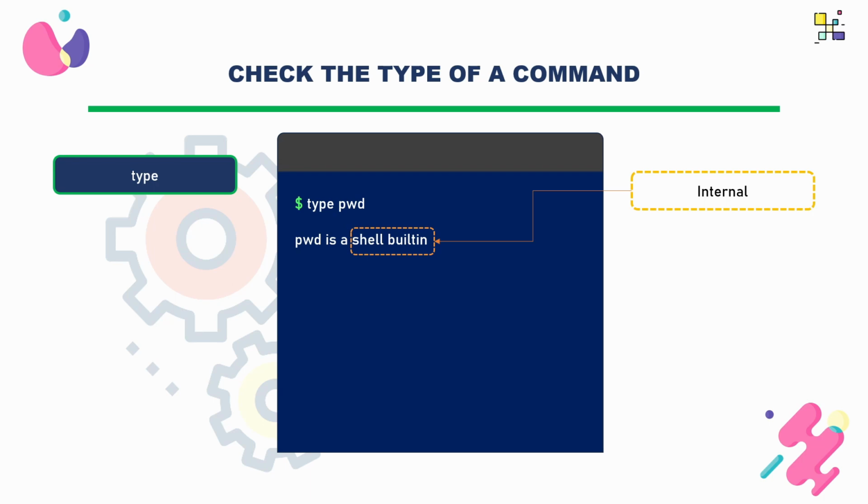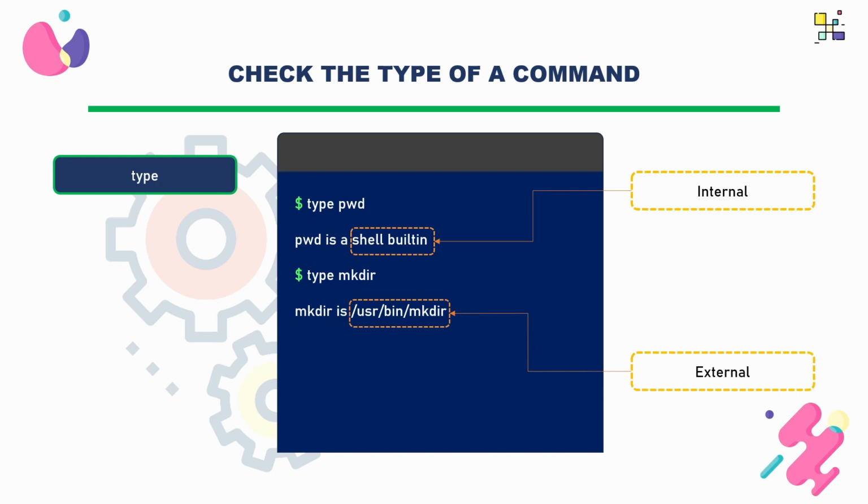Let's now check the type of the mkdir command. So here we execute again the type command, but this time followed by the mkdir command. And as we see in the output, mkdir is not a shell built-in command, it is an external command.